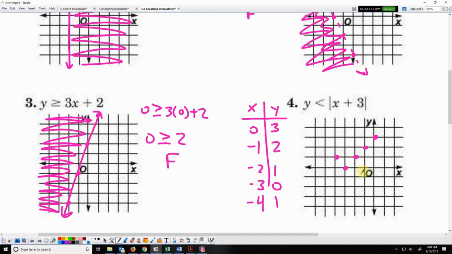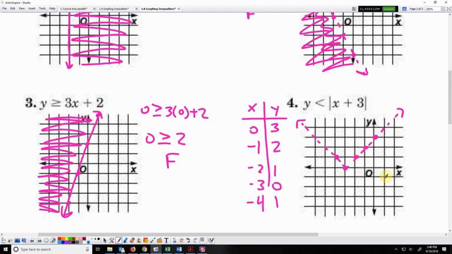Okay, so there is the V. You see the slope on each side. We can continue that slope. It's not equal to, so it's going to be dotted. Okay, so there's our V.